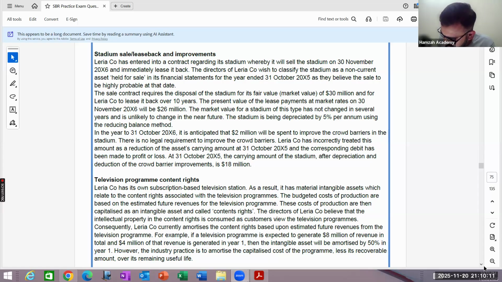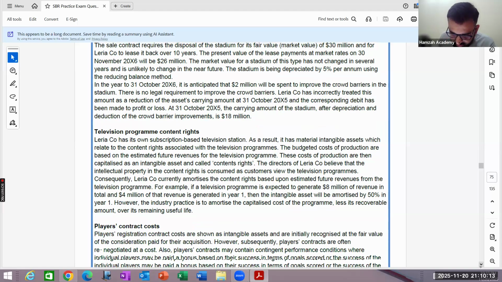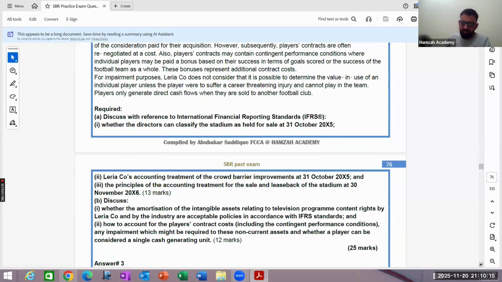This is the first exhibit, and now look at the requirement. Discuss with reference to the International Financial Reporting Standard whether the directors can classify the stadium as held for sale.